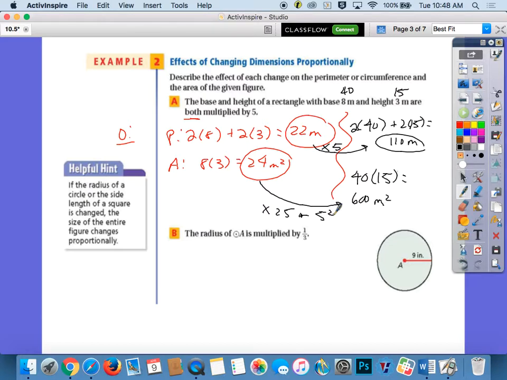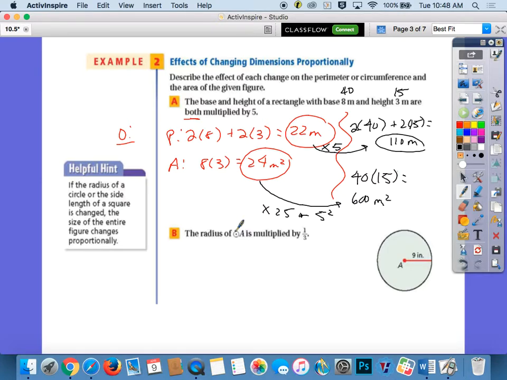So when I changed one dimension on the previous example, and we explored area, the area was multiplied by that value. However, when I changed both dimensions, the area was multiplied by that number squared. So that looks like a pattern that's developing to me. So let's look at this radius here and see what happens. The radius of circle A is multiplied by 1/3.